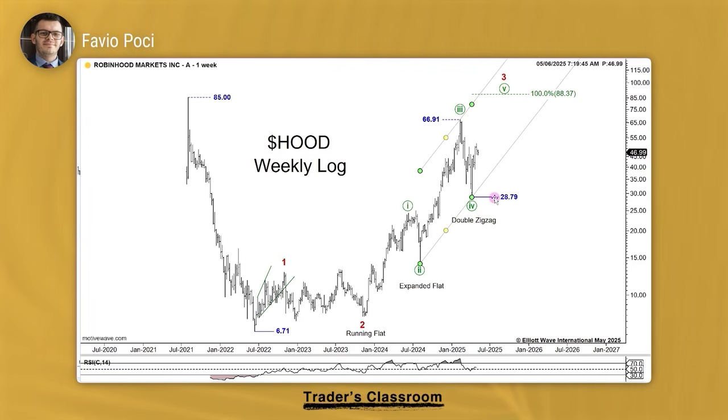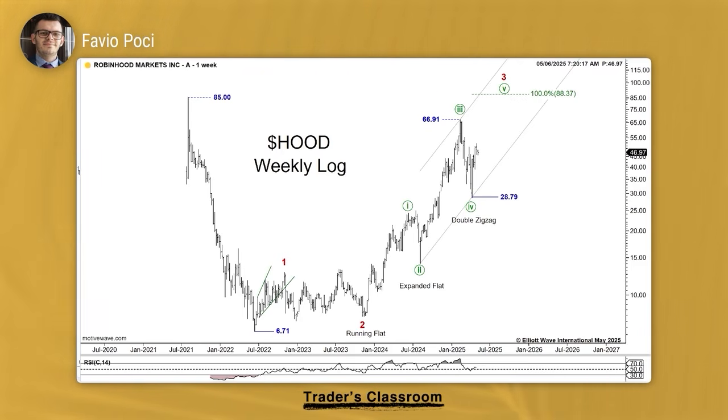But we get an early indication, or the flags get waved, if you see a breach of the channel's lower boundary. That might indicate two scenarios: wave 4 still unfolding, a potential triangle, which is not going to go well with the alternation guideline. Or the count is wrong and we have a mega peak here in wave 1, for example, and the larger correction is underway. So that's why the channel's lower boundary is important when you're working with a fifth wave rally.